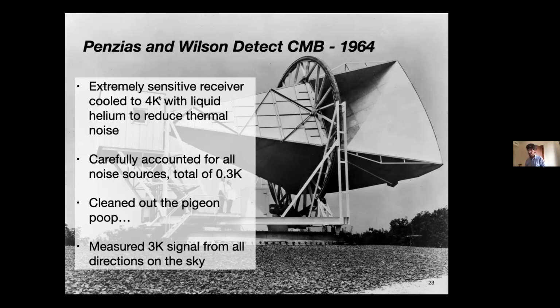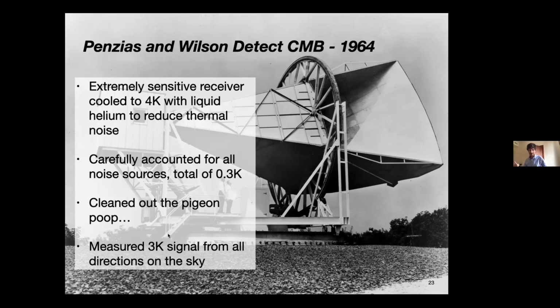They were even worried that there was some kind of radiation coming from, or interference coming from pigeon poop that was inside of this very large horn antenna. I guess this structure was very attractive to birds. And so they cleaned all that out, and they still were left with this signal that had an amplitude of about 3 Kelvin. These units might not mean much to you, but their noise sources were 0.3 Kelvin. So the signal was about 10 times bigger than the sensitivity of the experiment, 10 times bigger than the instrumental noise. And so what they did is they were basically stumped.